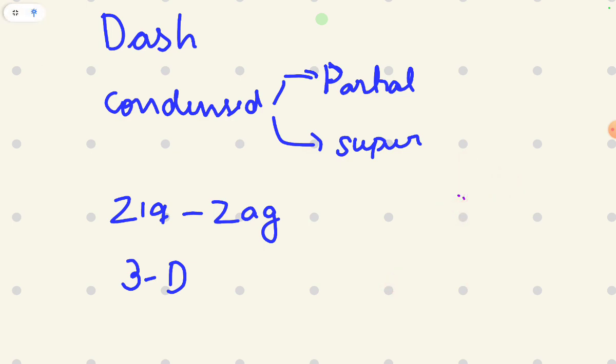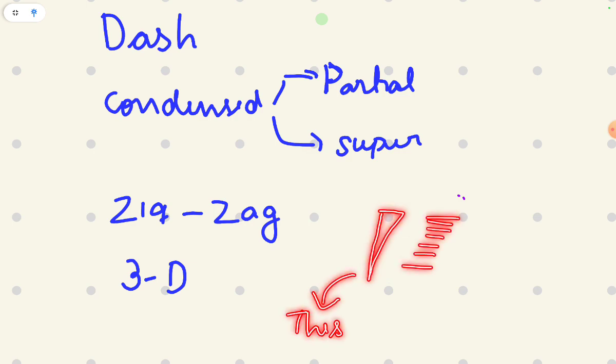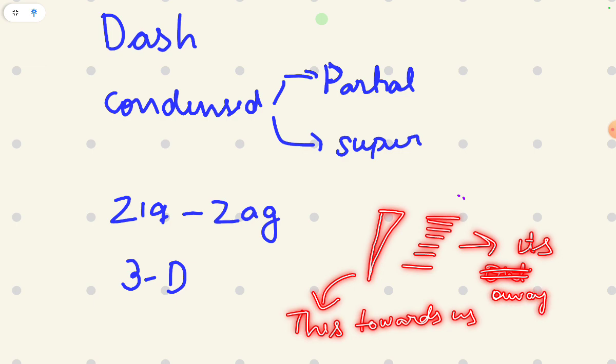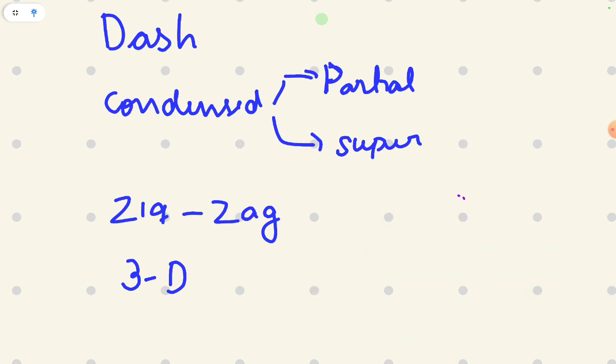So that is represented by a diagram called the wedge-dash bond. This is called a wedge. This is called a dash. When we draw it in a compound, this represents that this bond is towards us, while this says it's outwards, or away from us. Right, hope you have understood.